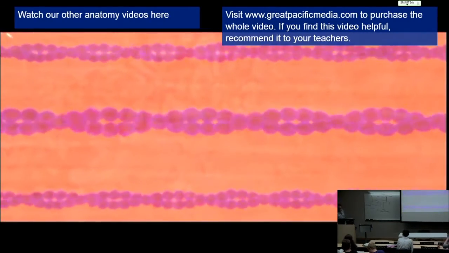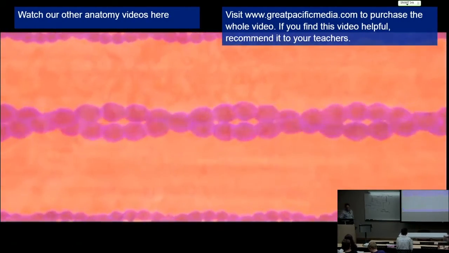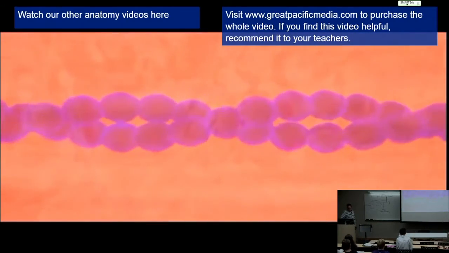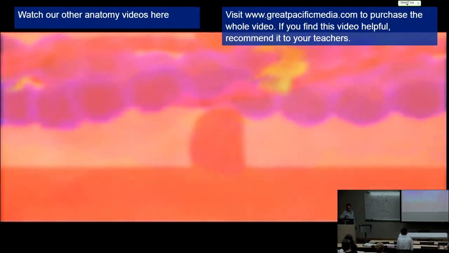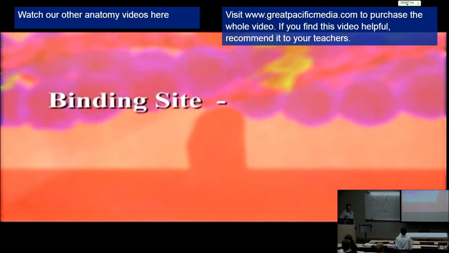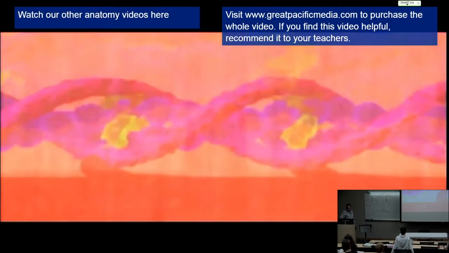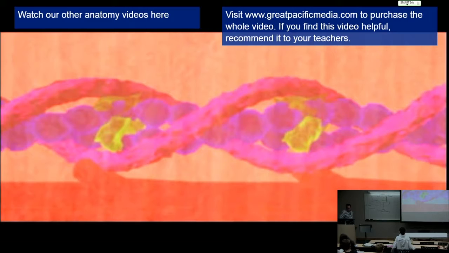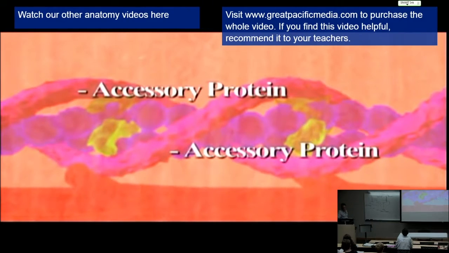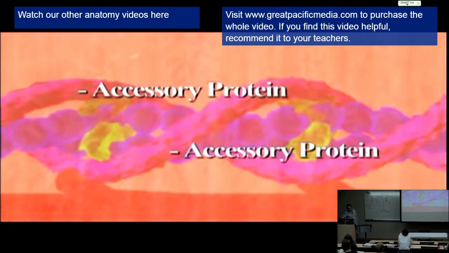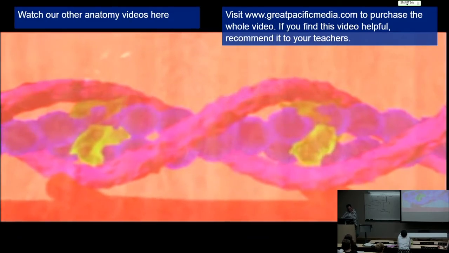The actin protein of the thin filament is formed from a double chain of subunits resembling a twisted double strand of pearls. Each subunit has a binding site for a myosin cross bridge. In a relaxed muscle, however, these sites are covered by two accessory proteins, which prevent the myosin cross bridges from attaching to the thin filaments.